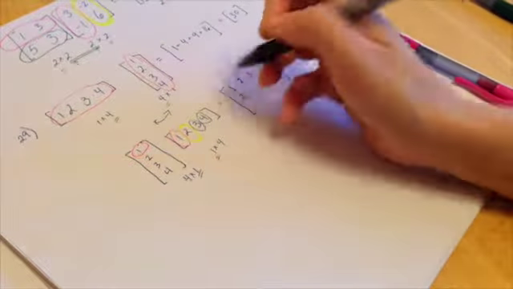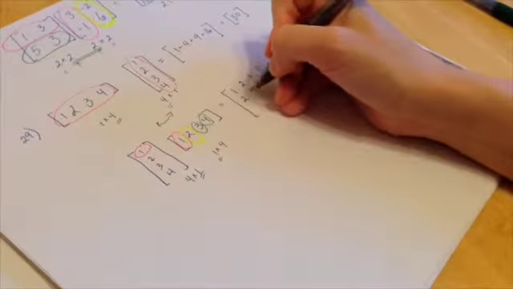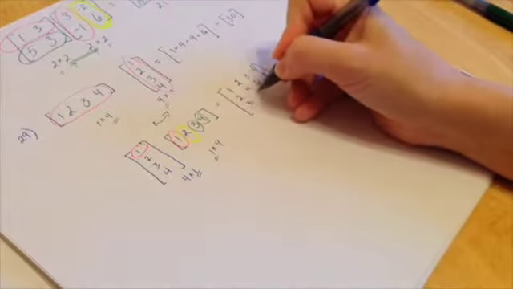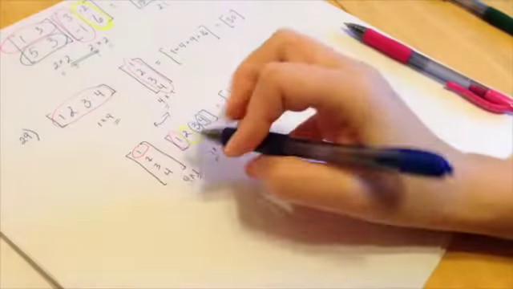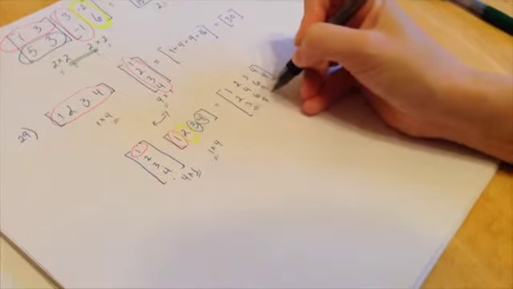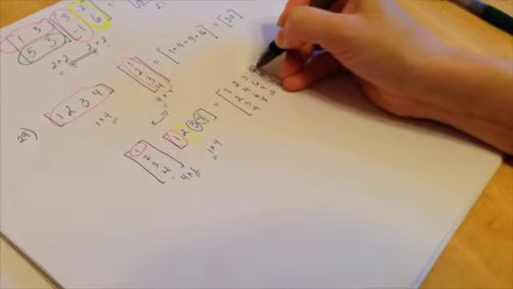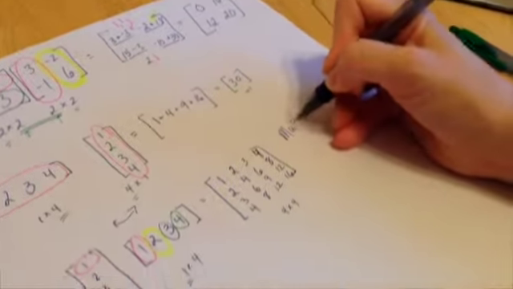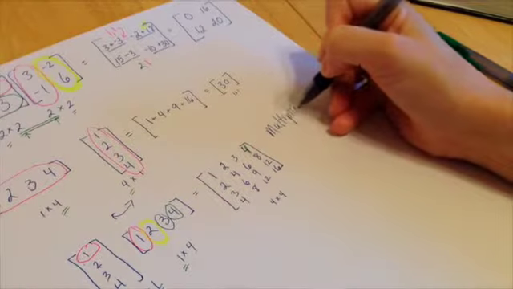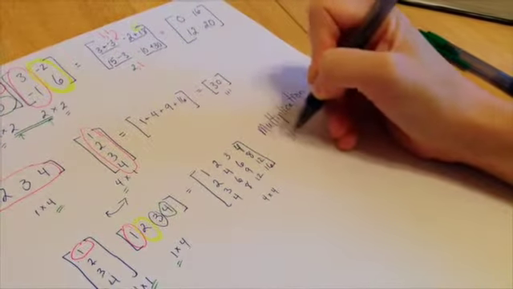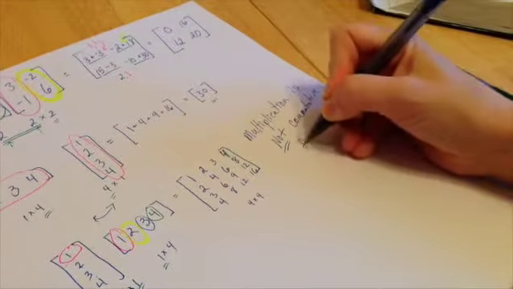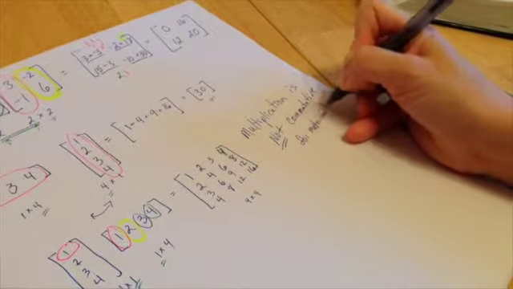Now we move on to the second row. 2 and 4, 6 and 8. Third row, 3, 6, 9, and 12. Fourth row, 4, 8, 12, and 16. So our final answer is a 4 by 4, whereas previously we had a 1 by 1. So multiplication is not commutative for matrices. They're commutative otherwise, but again, not for matrices.